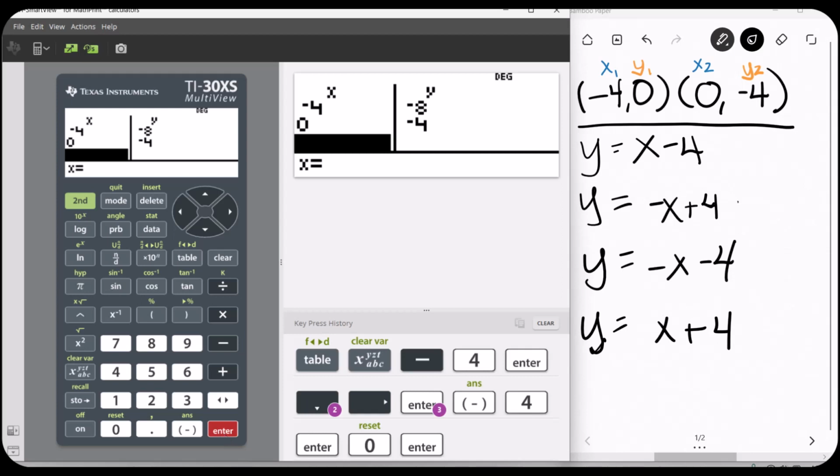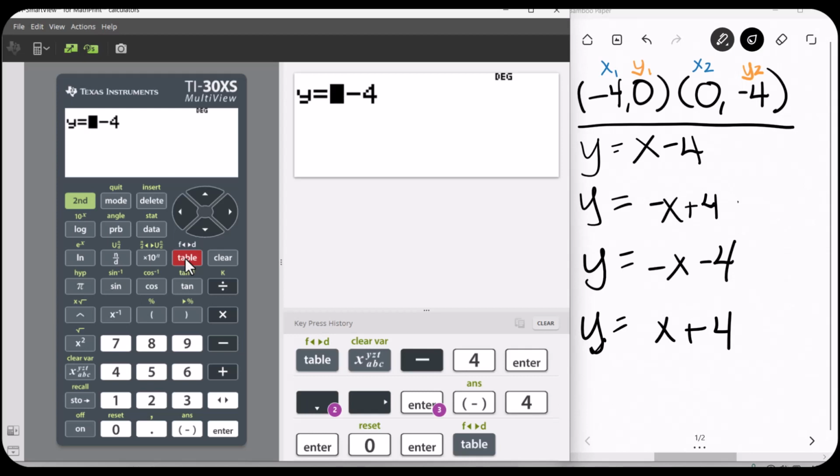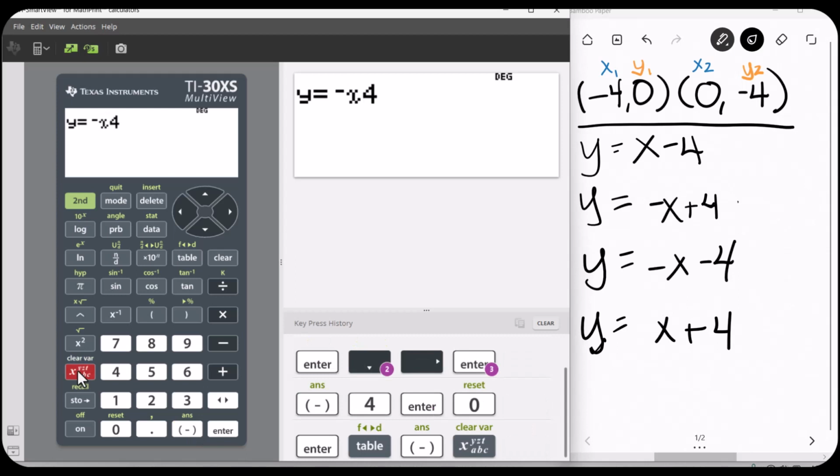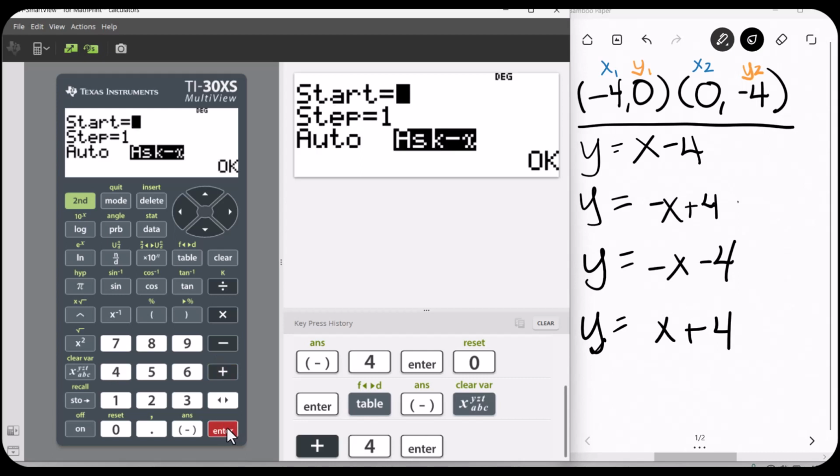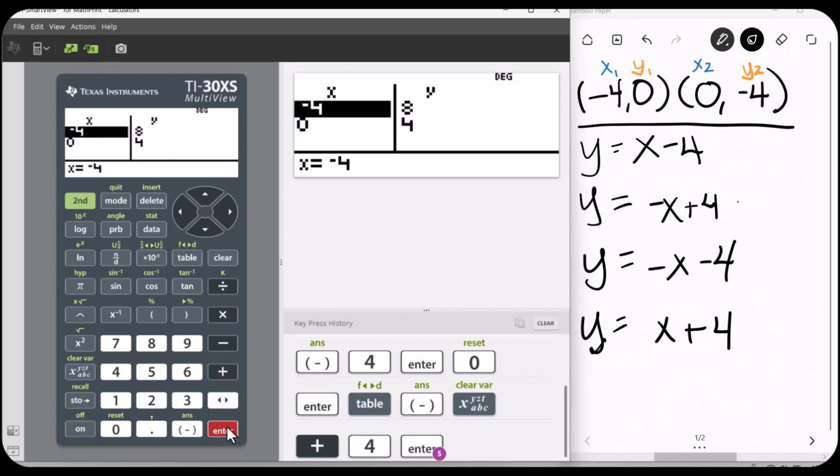So we're going to go back and we're going to put in the choice we have. Y equals negative, down here at that bottom row is your negative sign, X, first column, 3rd row up, plus 4. Hit enter, and you just have to now hit enter till you get to OK. So now what do we have? When X equals -4, Y equals 8. No, I need it to be 0. When X is 0, Y is 4. No, I need that to be -4. So this is not it. The second answer choice is out the door.